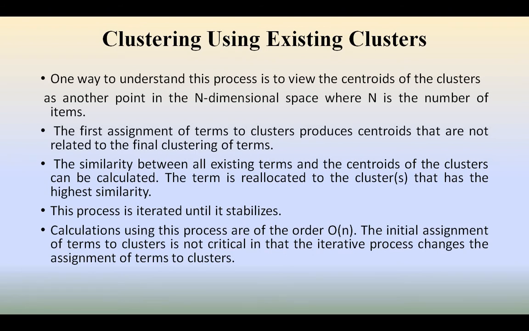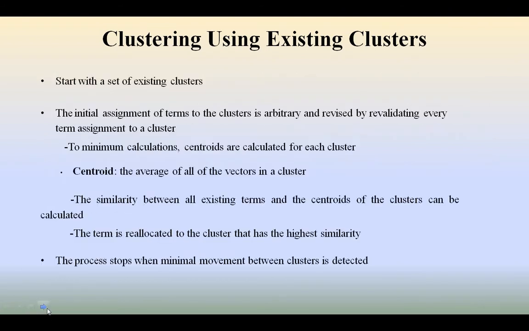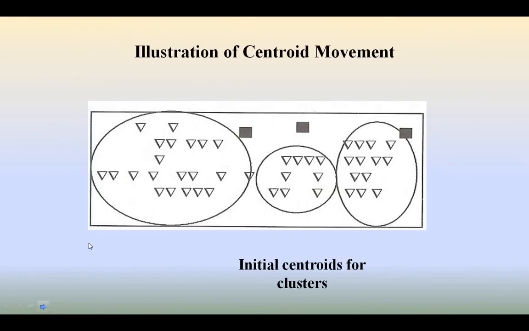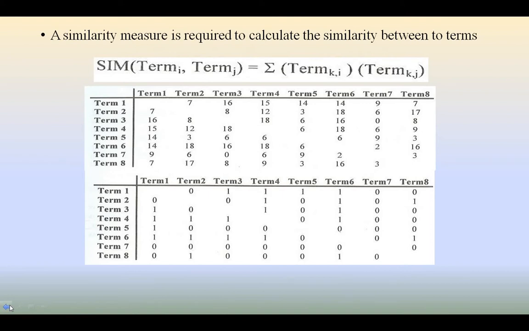Now let us see how it can be represented in this picture. These are three different clusters in an n-dimensional space of n terms: cluster 1, cluster 2, and cluster 3. Here these points are considered the centroids. This is an illustration of the centroid movement. The clusters have to move to contain these elements as the centroid elements. Whenever these become the centroid elements, we stop the centroid movement or clustering calculation.